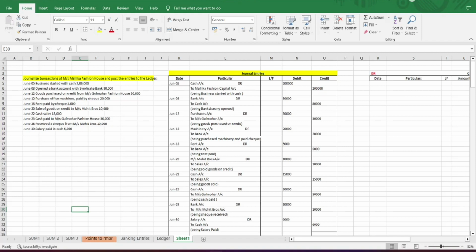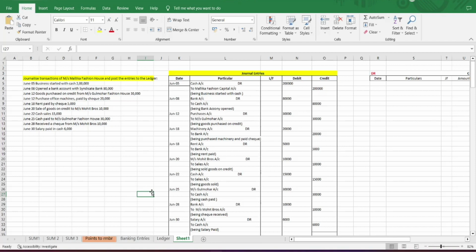Cash sales 15,000. Clearly mentioned, sales is made for cash. This is a cash transaction. Cash account debit to sales account 15,000. Cash paid to Gulmohar Fashion rupees 30,000. There it was a credit purchase. Here we are settling their account. So here our entry is Gulmohar account debit to cash account for rupees 30,000.